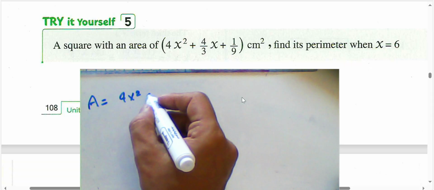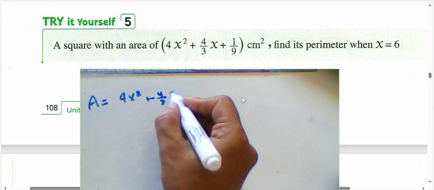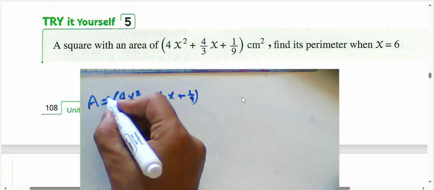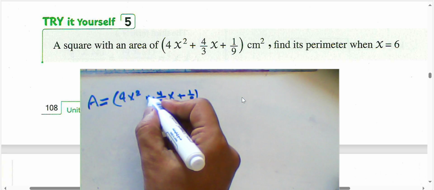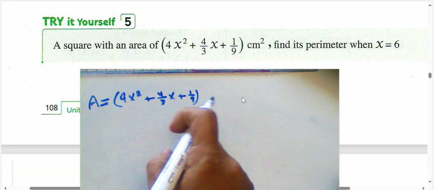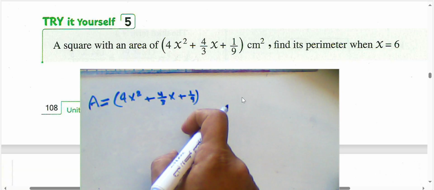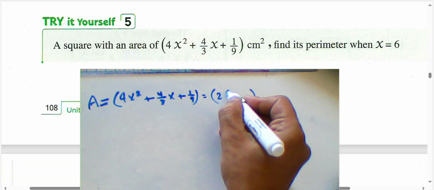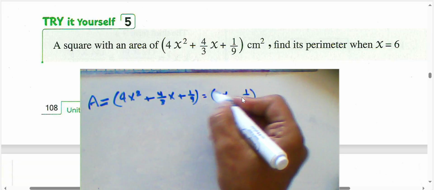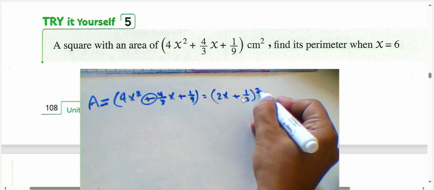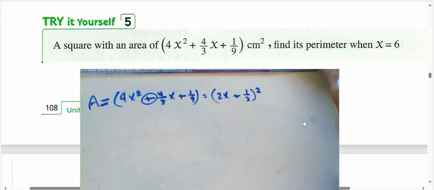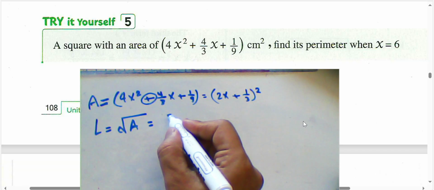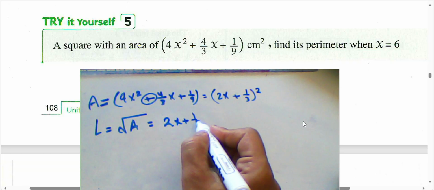It's a perfect square, because 4x² + 4/3 x + 1/9 is a perfect square: the middle term equals 2 times the square root of the first times the square root of the third. Then we can simplify it, right? The square root of the first is 2x and of the third is 1/3, keep the sign in the middle and raise it to the power 2. It's the area. Then the side length equals the square root of the area, so the result will be 2x + 1/3.